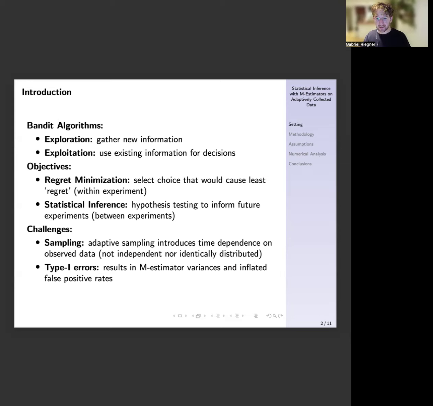A problem with this is that traditional methods lead to inflated type 1 errors or false positive rates. Because as a result of these dependencies, the variances of traditional M-estimators become unstable, and these lead to inflated false positive rates in hypothesis testing settings.